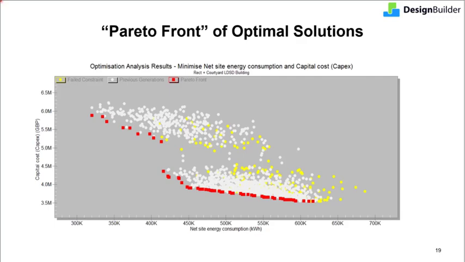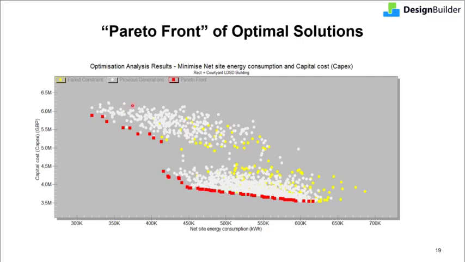And the optimization results look something like this. The X and Y axes show the objectives for the process which we are optimizing. In this case, we are trying to minimize the net energy consumption and capital cost. The points here show the performance of all simulations that were run during the optimization. Each point is an individual simulation with a unique combination of design variables.